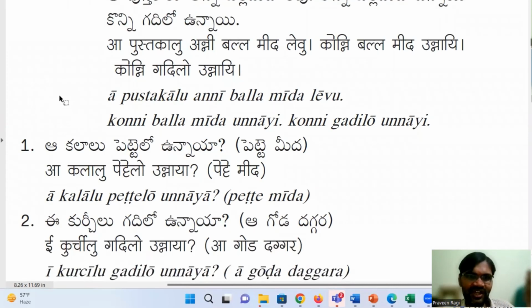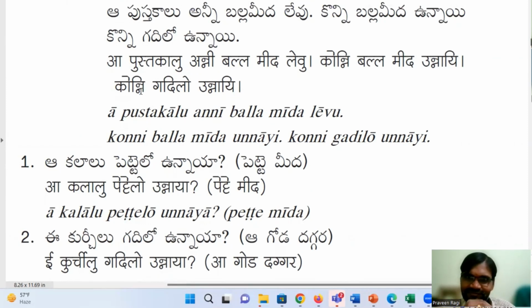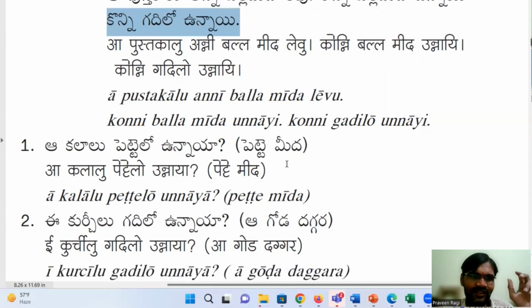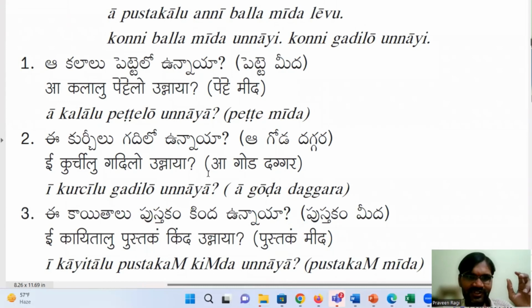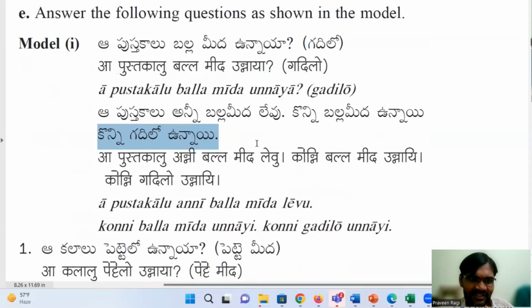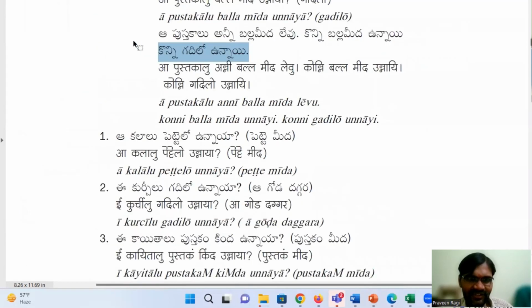Ee kurchilu gadilo unnaya. So you need to use goda word. Okay. So kurchilo anni gadilo levu. Konni aa goda meeda unnai. Goda meeda is not appropriate, because it is not appropriate. So we can say gadilo, same sentence we can use. Okay, that's the next one. I will just reduce the view so you can see everything. Now can you try?